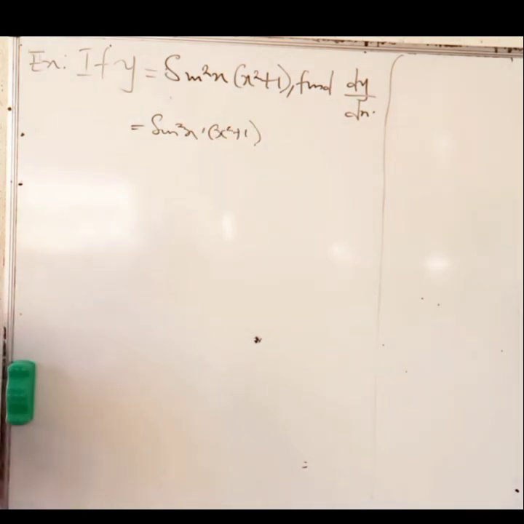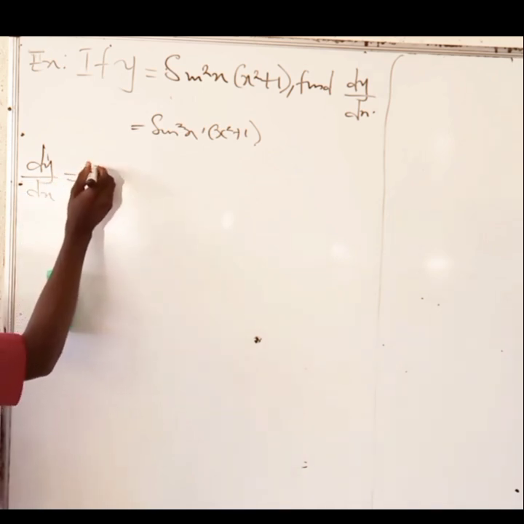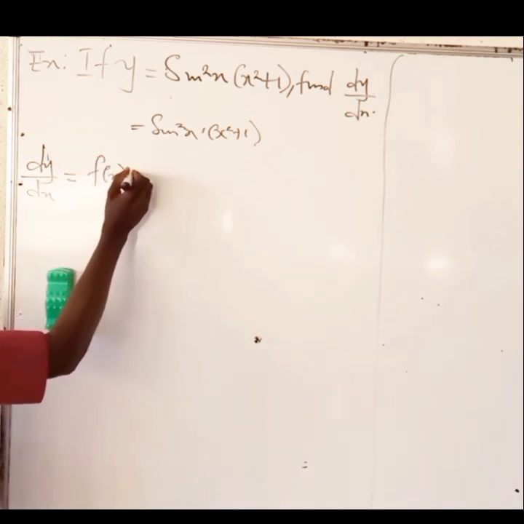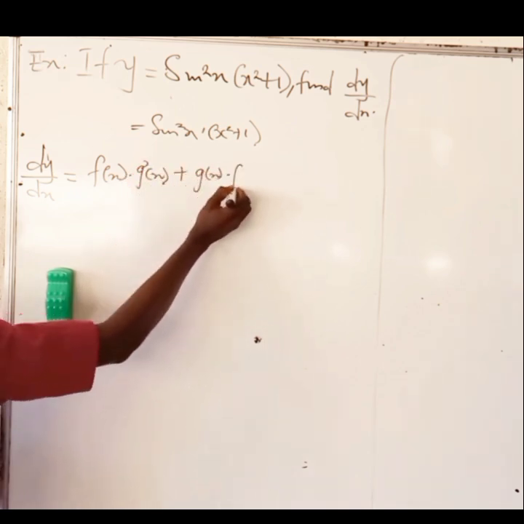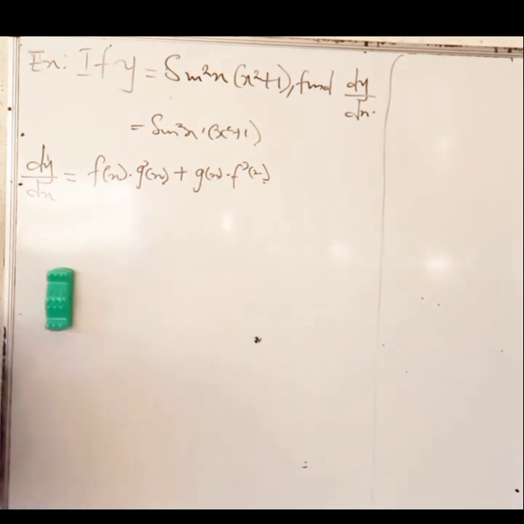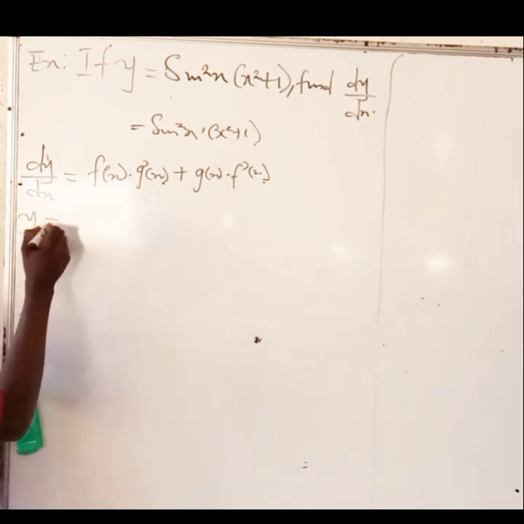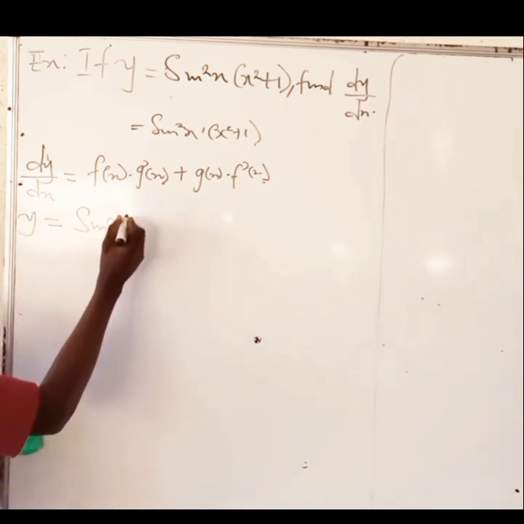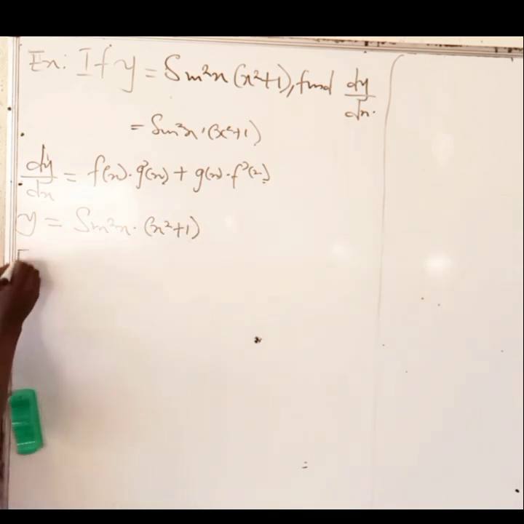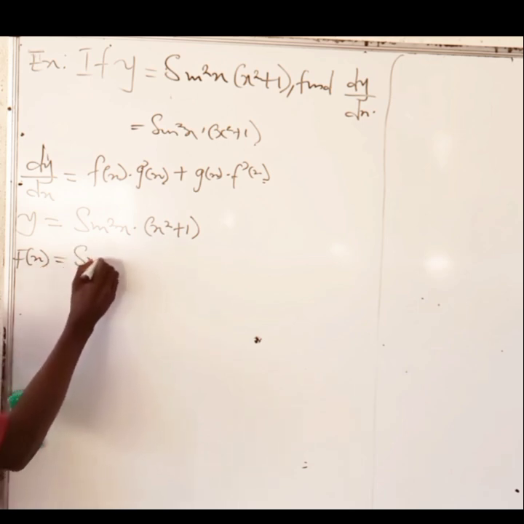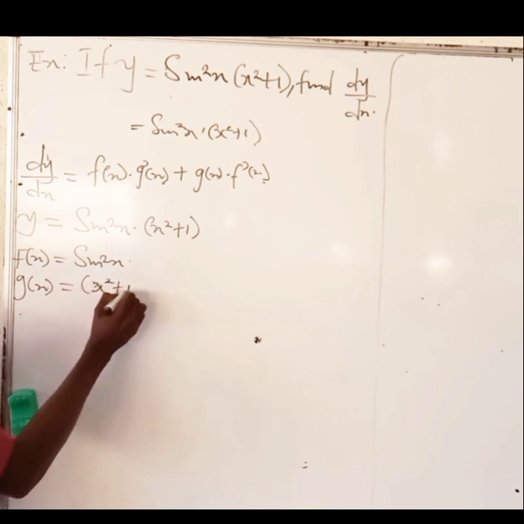And if you can recall, the formula for the product rule is dy/dx is equal to f of x multiplied by g prime of x plus g of x multiplied by f prime of x. Now, let's look at this question. So the question is y is equal to what? sin²x multiplied by x squared plus 1. So I'm going to make my f of x as sin²x and my g of x as x squared plus 1.